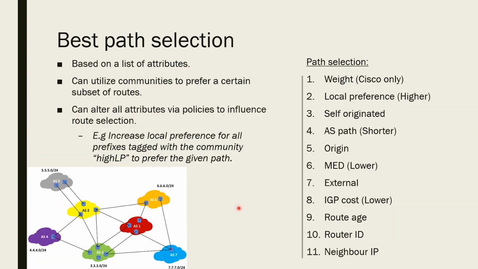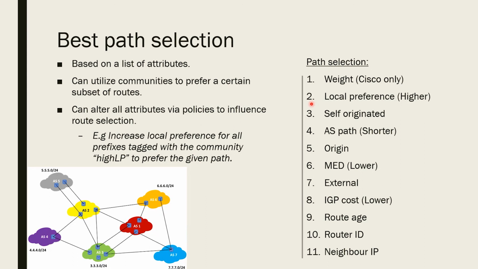And finally, we have the best path selection. So that is based on a list of attributes, and they're what we've mentioned previously. We can use communities, as I mentioned, to prefer a certain subset of routes. However, this all comes down to altering the attributes that we have inside a prefix to influence that route selection. So as I mentioned, increase the local preference for all prefixes tagged with the community high local preference to give to the given path, to the given prefixes.